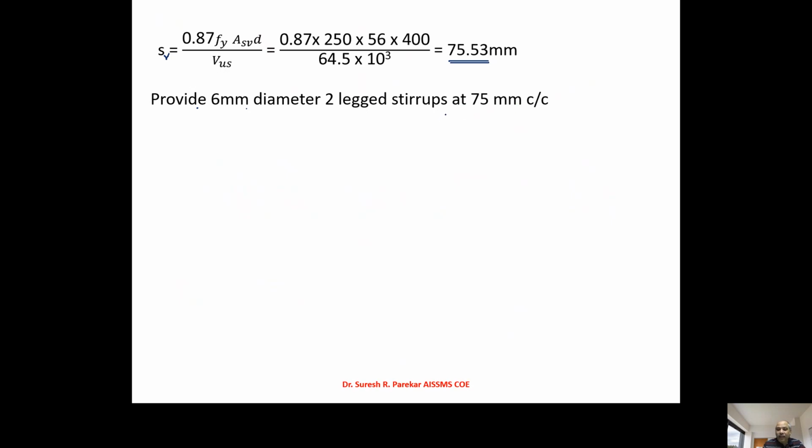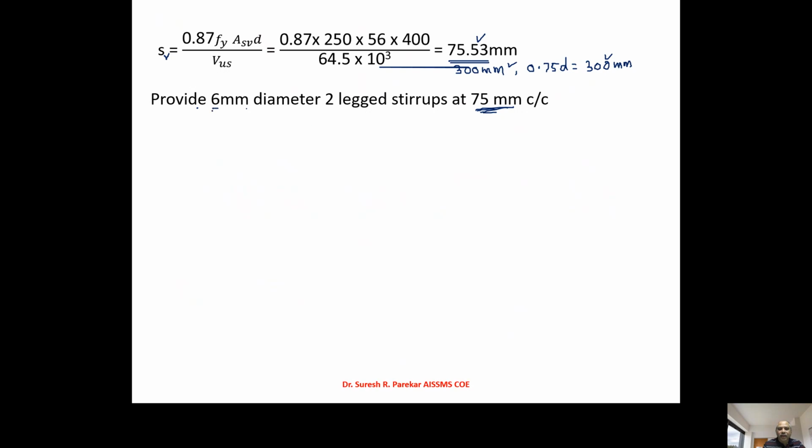Now again the two criteria: 300 mm is the second criterion, and the third criterion is 0.75d, which also comes to 300 mm. We have to take the minimum of 75.53, then 300, and then 300. So we have 75, or you can go for 70. It is not essential always, but it should be a multiple of 10 or a multiple of 5. Here you can take 70, or you can go for 75 millimeter center to center.